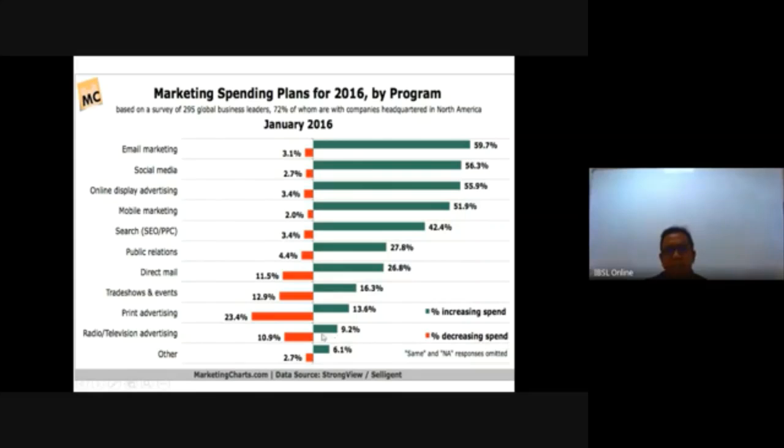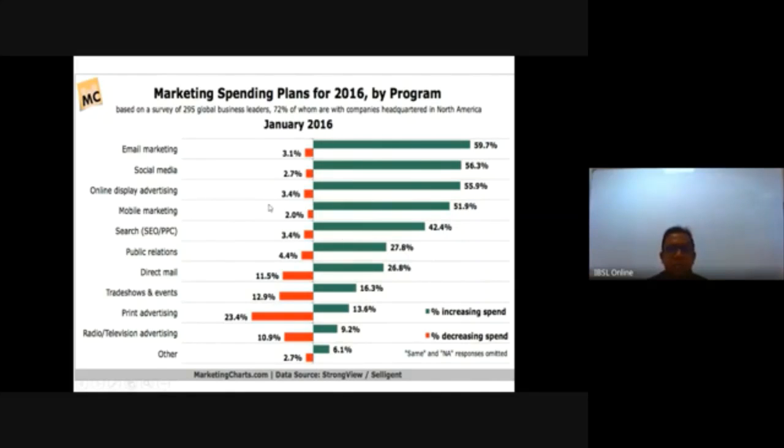Now if you take radio and television, the decreasing spend is 10.9% in some companies, and some companies have increased their spending on that also. But overall, if you see, the decreasing spending is very, very low in email marketing, social media, online display, mobile marketing, and so on. There's a pattern of higher spending on these methods. Based on a survey of 295 global business leaders, 72% of whom are with companies headquartered in North America.